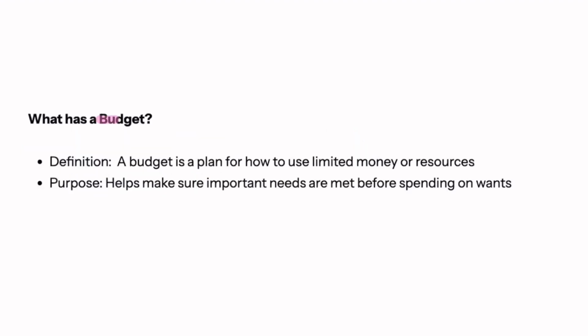We're going to dive straight into our topic: what is a budget? The definition of a budget is a plan for how to use limited money or resources, and the purpose is to make sure important needs are met before spending on wants.